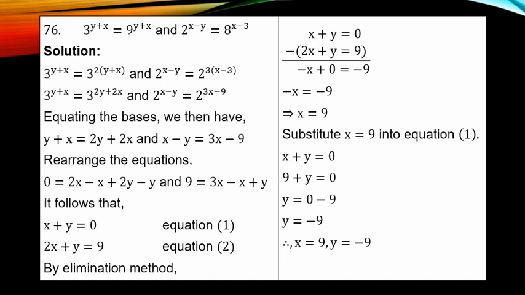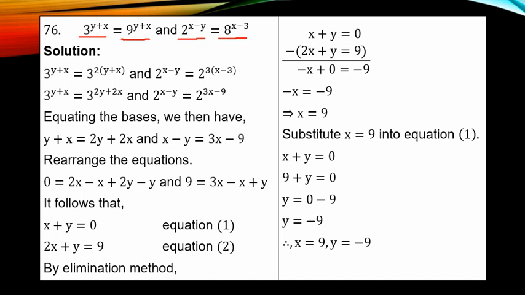Example 76. We have a pair of exponential equations, 3 power y plus s equal to 9 power y plus s, and 2 power s minus y equal to 8 power s minus 3.